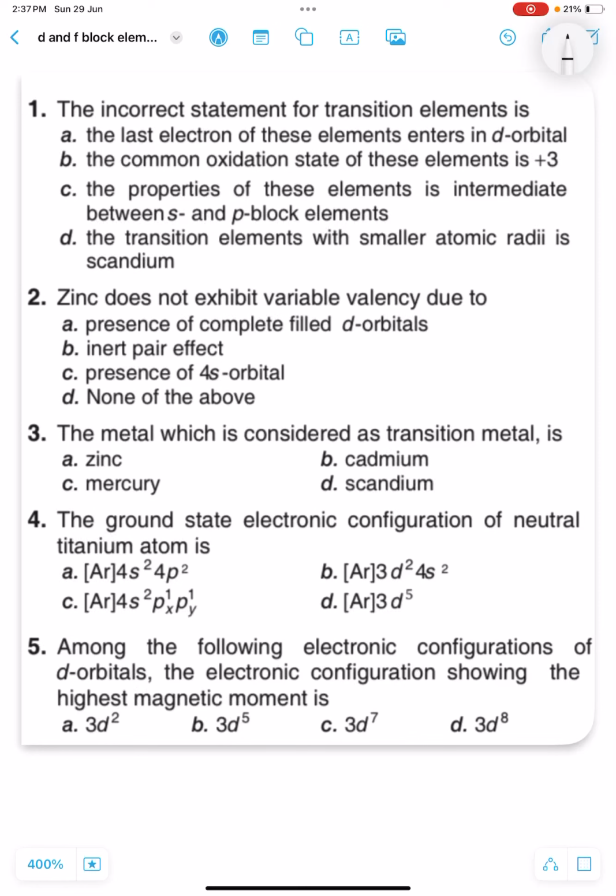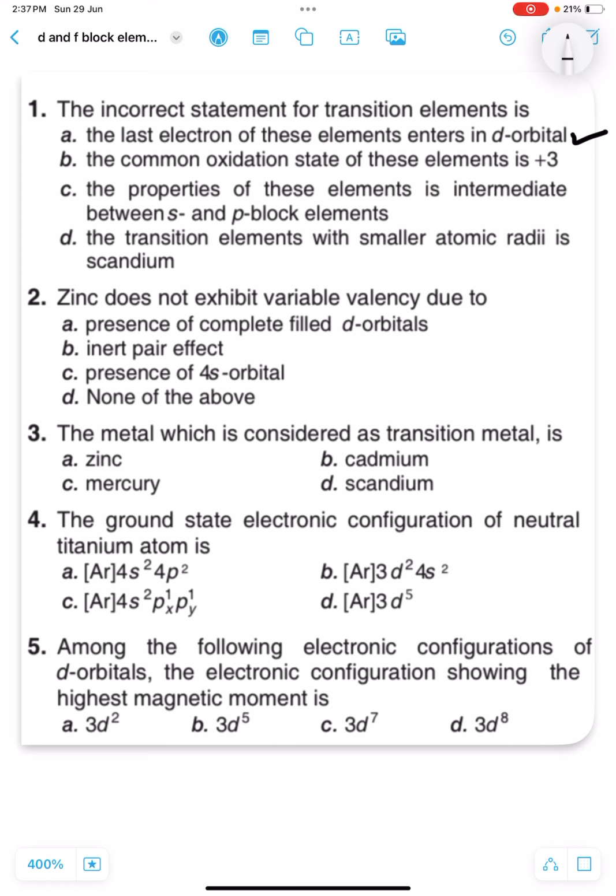Some multiple choice questions about D and F block elements. The first question: the incorrect statement for transition elements is A. The last electron of these elements enters in d orbital. This is absolutely correct. Next, B.